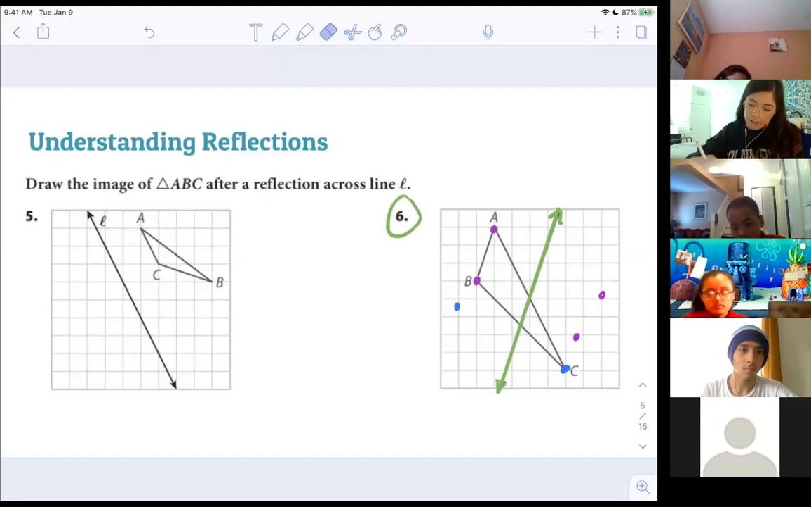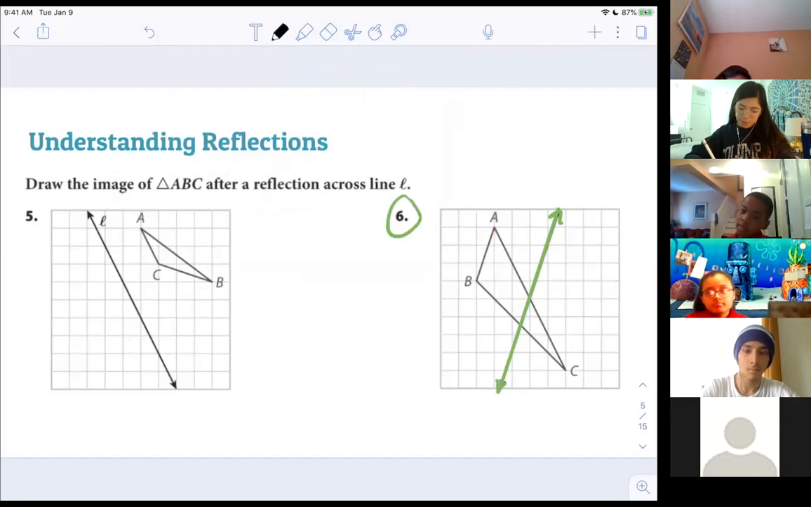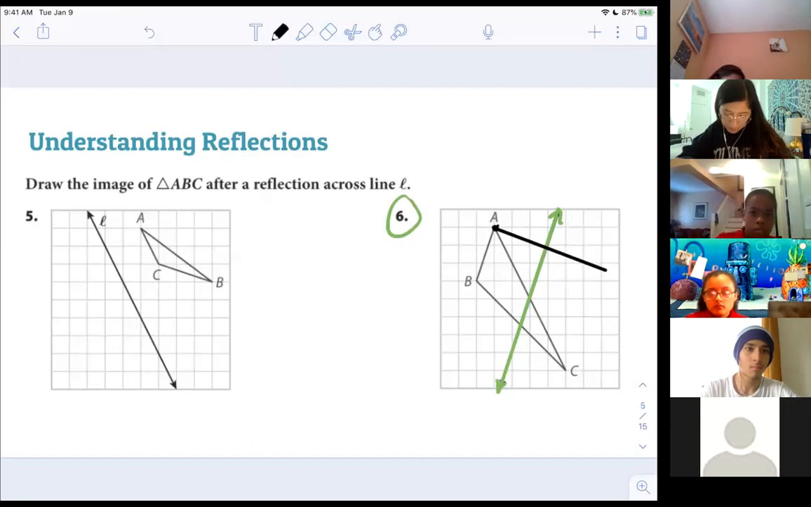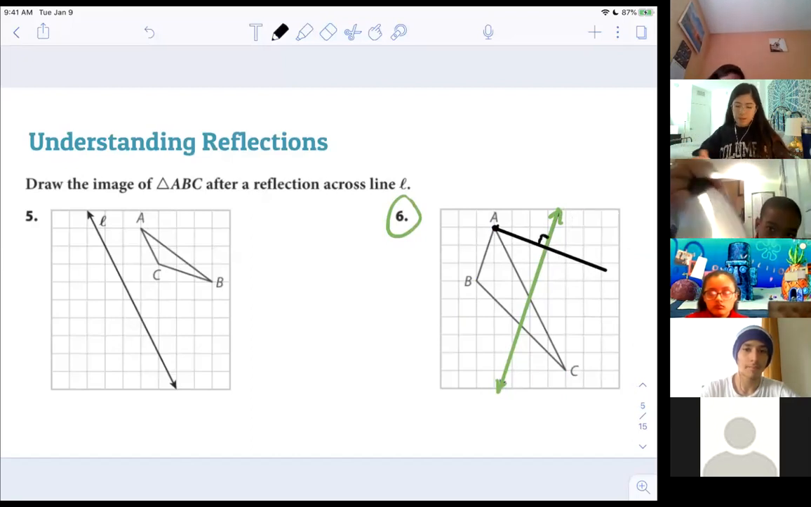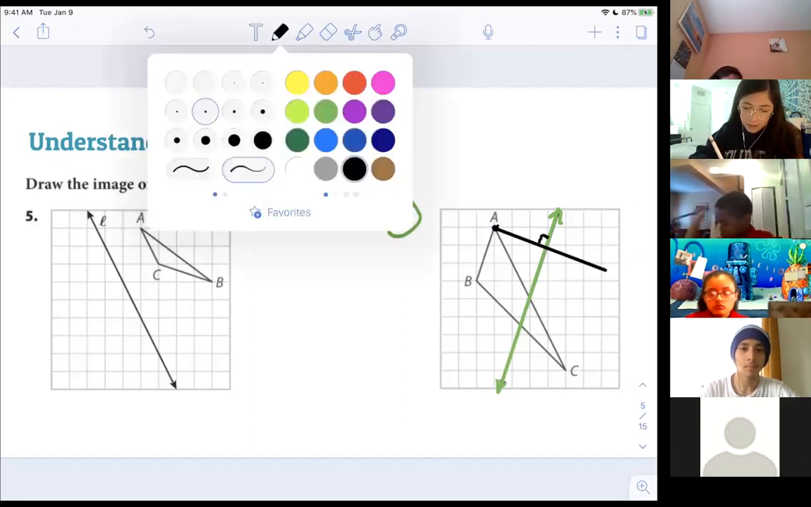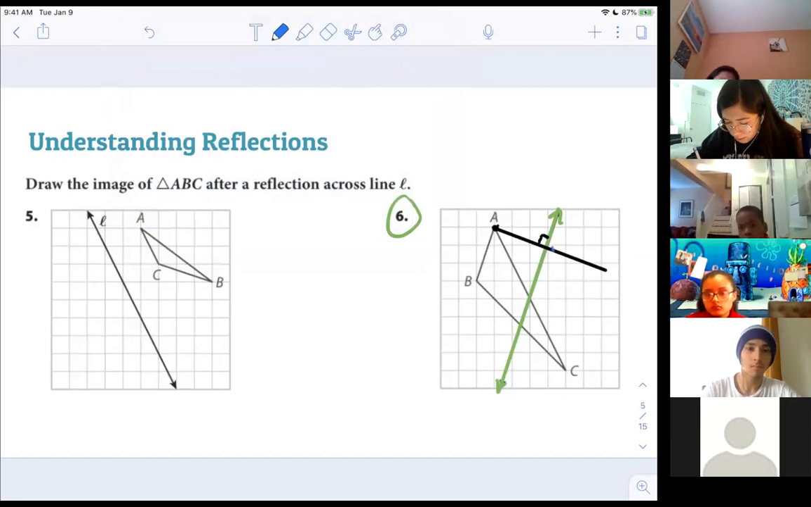So I'm going to do it now a little bit more exact. I'm going to start by drawing my perpendicular line. So from point A, I'm going to make sure it's a right angle as perfectly as I can. Let me see. That looks like a right angle. Same thing, I'll do one point at a time. And then I'm going to try and make it as equal as possible on the opposite side. So I'm just kind of using my eyes, but it's going to be like somewhere over here.